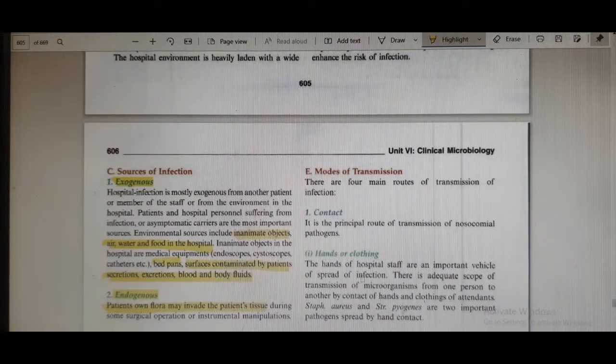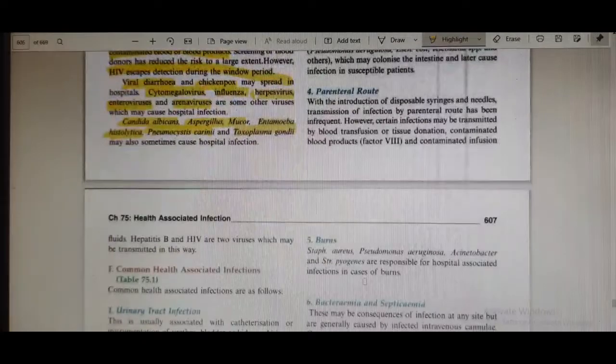In the next video, we will see the modes of transmission and the rest of the part in this chapter.